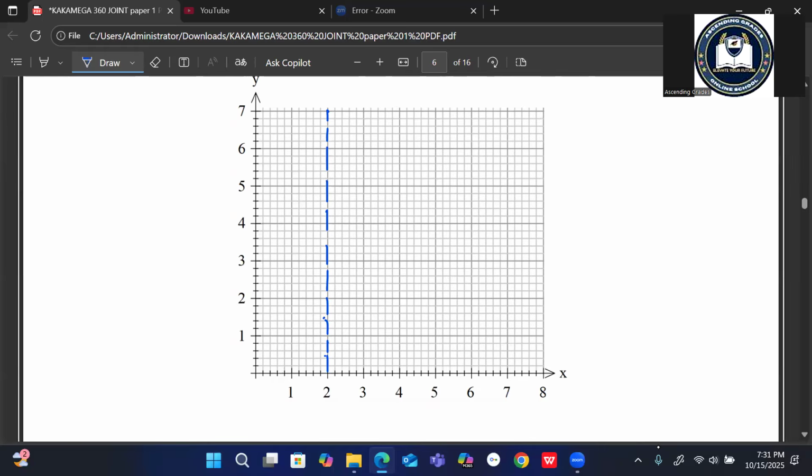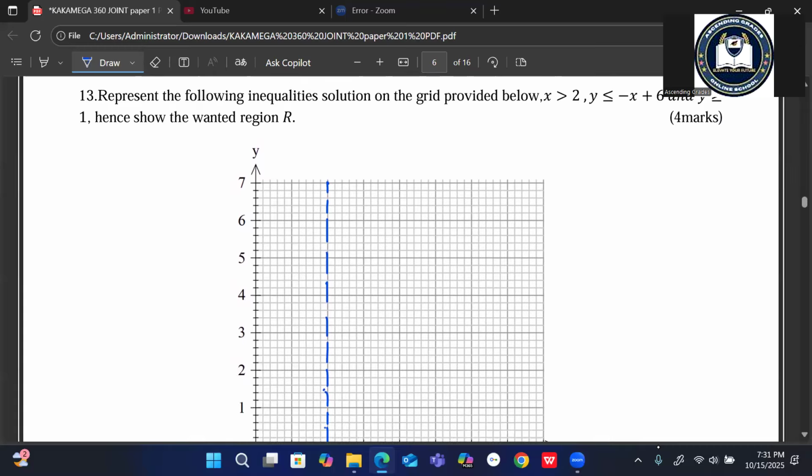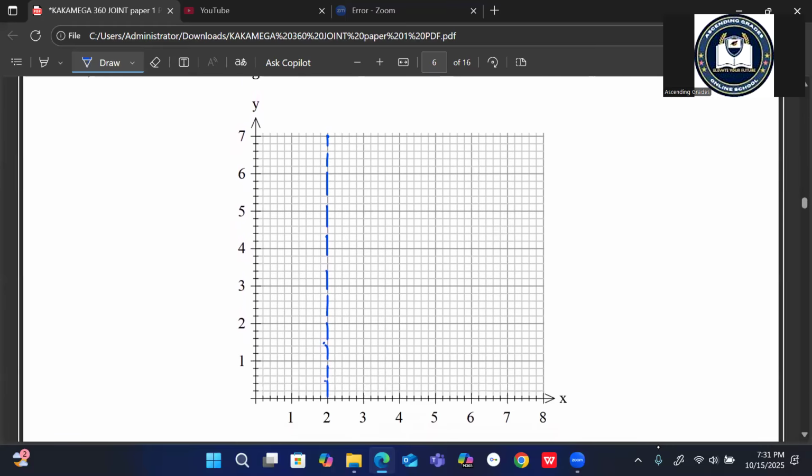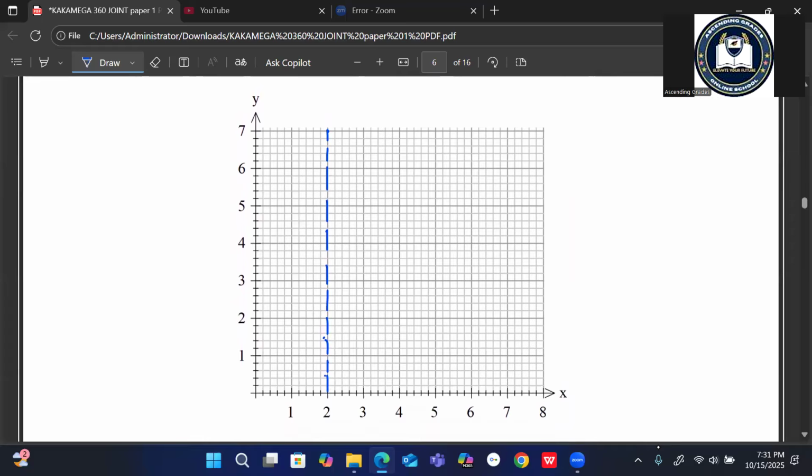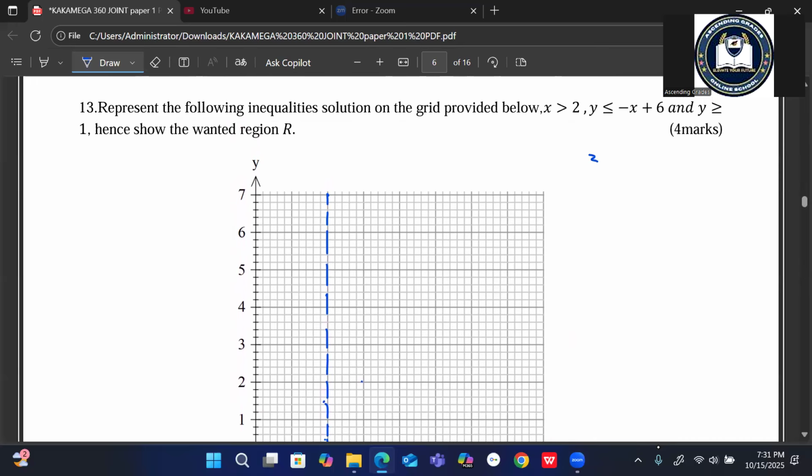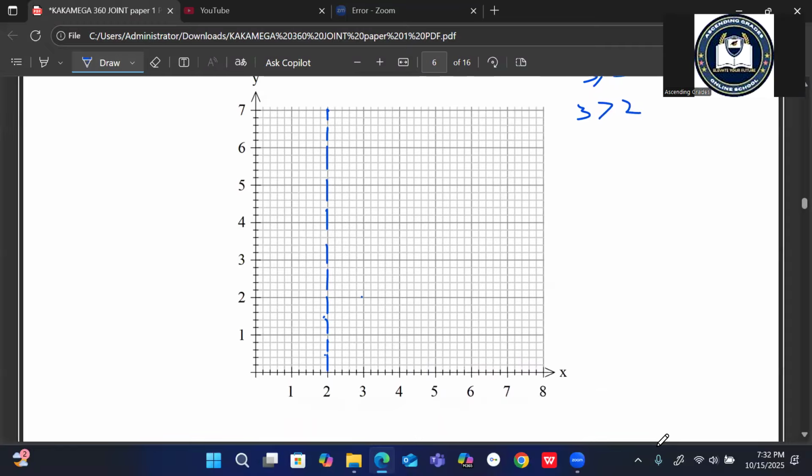That is it. So to know the side that you're going to shade, you may decide to take any point. For example, on either side, you can decide to take this point, so that is 3, 2. This is x, this is y. So we will put 3 there, and 2, so that means this side is the one that is needed. So here we always shade the unwanted region, and this is our unwanted region.